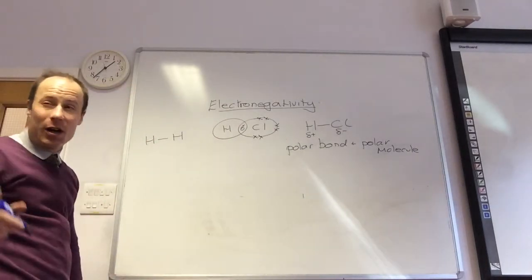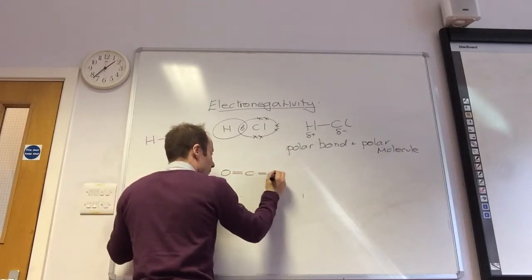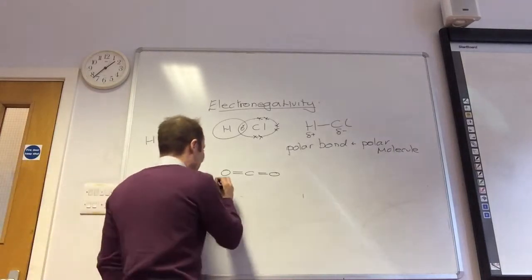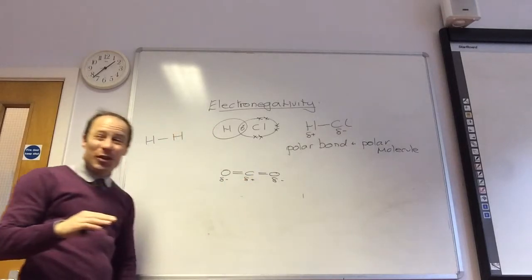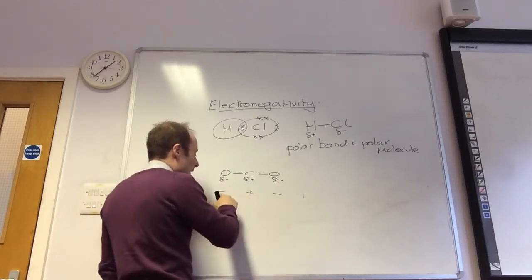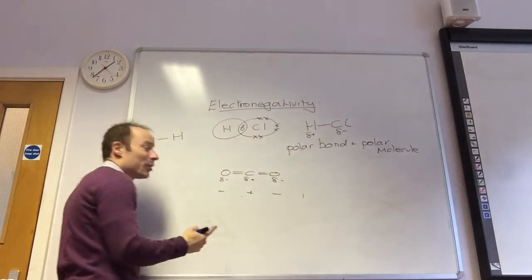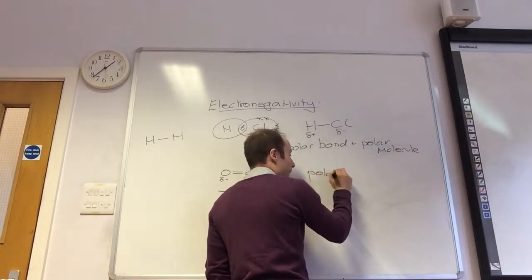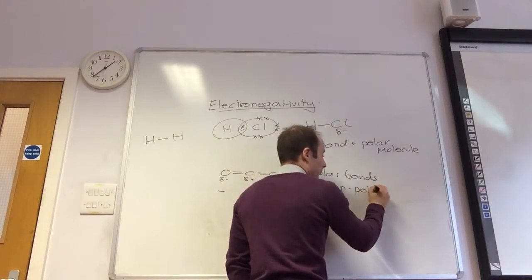So let's think about carbon dioxide. Oxygen is very electronegative, so we'll have delta minus, delta minus, and delta plus. But if you look at the molecule as a whole, I've got a negative bit, a positive bit and a negative. I've got two negatives on opposite sides of each other. So overall, if I look at the molecule as a whole, it's cancelled out. So I've got polar bonds, but a non-polar molecule.